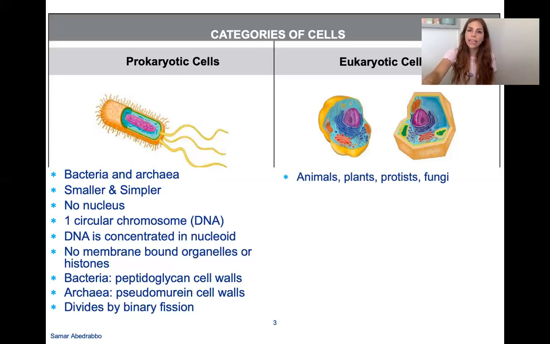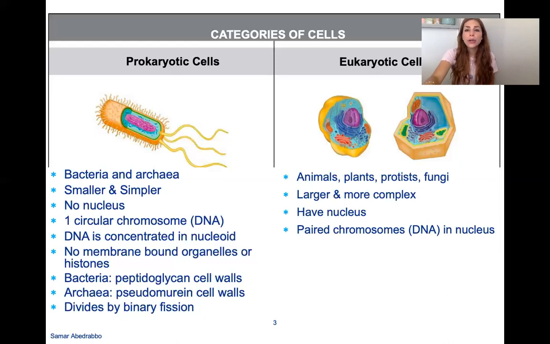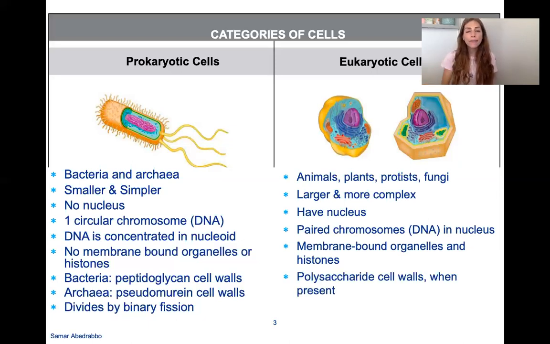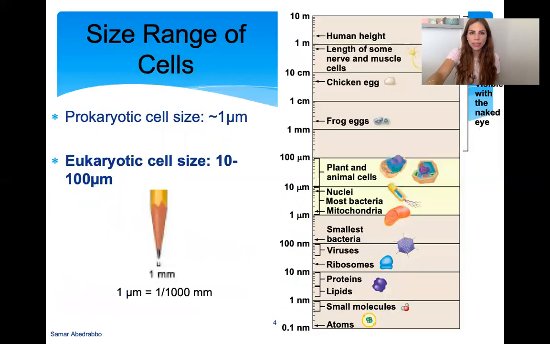Eukaryotic cells are found in animals, plants, protists, fungi. They're larger and more complex. They have a nucleus. The purpose of the nucleus is to house the DNA. The chromosomes or DNA are found paired inside the nucleus. There are membrane-bound organelles and histones in eukaryotic cells. If a cell wall is present, such as in plant cells, it's made up of polysaccharide, meaning sugar. But human cells, and I'll talk about this in a little bit, do not have a cell wall. And eukaryotic cells divide by mitosis.